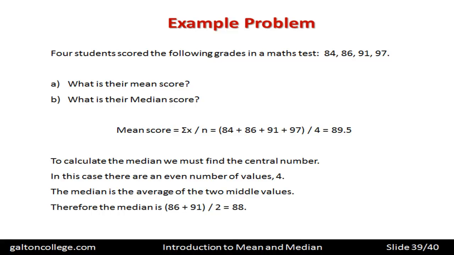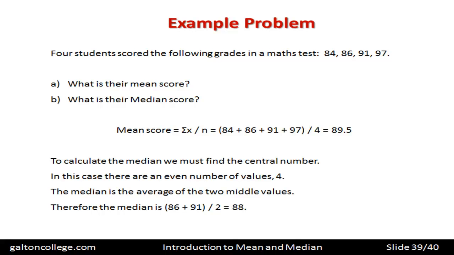Well, the mean score is just 84 plus 86 plus 91 plus 97 divided by 4. There are 4 students. And the mean score is 89.5. So that's the mean score. You'll note, of course, there is no 89.5 on the original scorecard. There's 84, 86, 91, 97. There's no 89.5. So the mean does not have to correspond to an actual number within the set of numbers we're dealing with. It's just the mean.